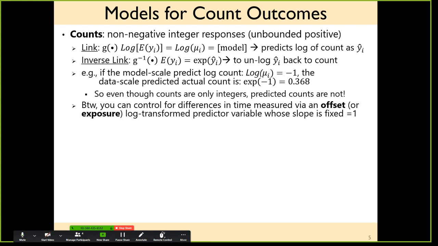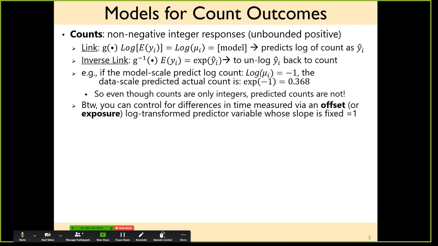Now, why do I say predicted count and not count? Because counts are whole numbers. Predicted counts are not. So you can have the mean of a count variable be 4.25, right? That's totally fine. That's an example of an expected or conditional count. So if I had the model predict my outcome on log counts is minus 1, e to that works out to be an expected count, a model predicted count of 0.3. So the thing that it's predicting is not in the count metric where it's only discrete numbers. It's predicting in between them.